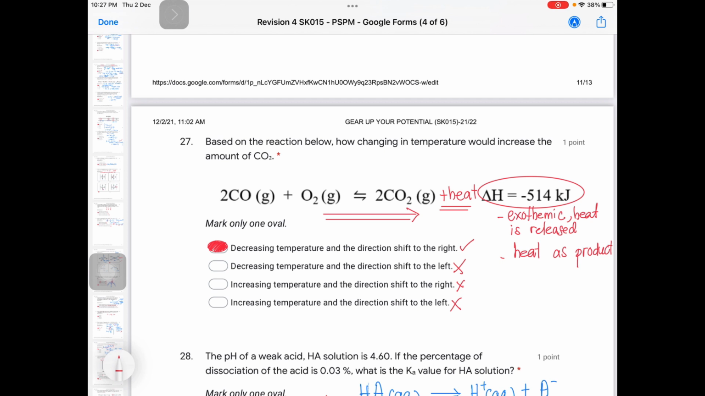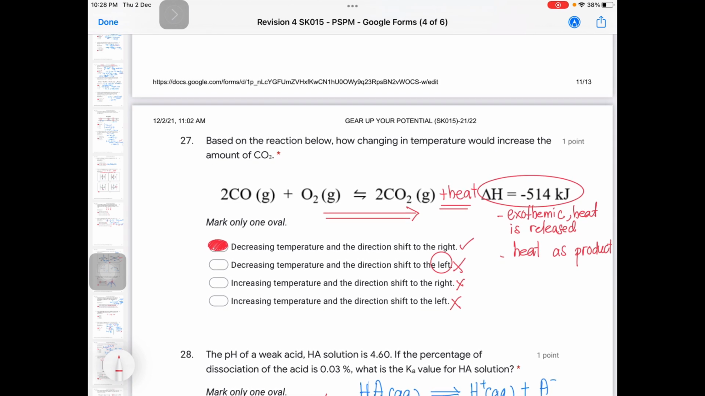Decrease temperature, direction shift to the left. Salah. Sebab kalau dia pergi left, dia akan mengurangkan the production of carbon dioxide. Increasing the temperature, direction shift to the right. Kalau kita increase the temperature, meaning that we give more heat, dia akan shift to the left. So this is wrong. Increasing temperature and direction shift to the left. Lagilah salah, sebab dia akan meningkatkan carbon monoxide, sedangkan kita nak increase the amount of carbon dioxide. So the answer is the first option. Decrease temperature and direction shift to the right.